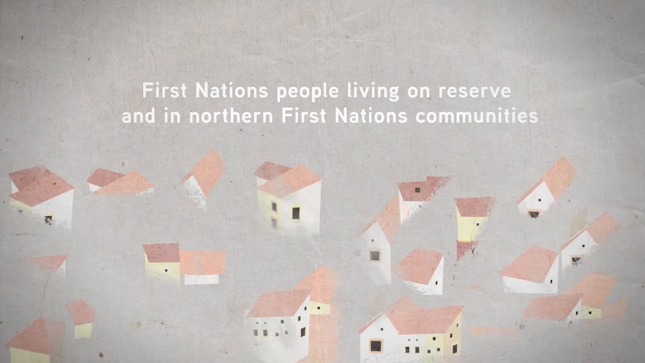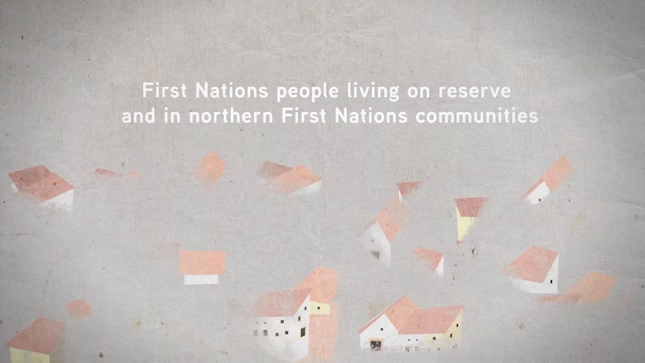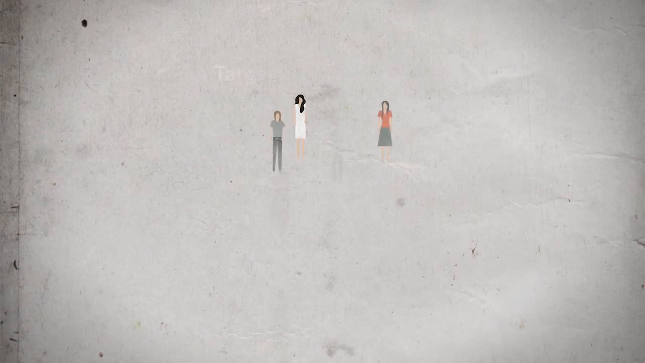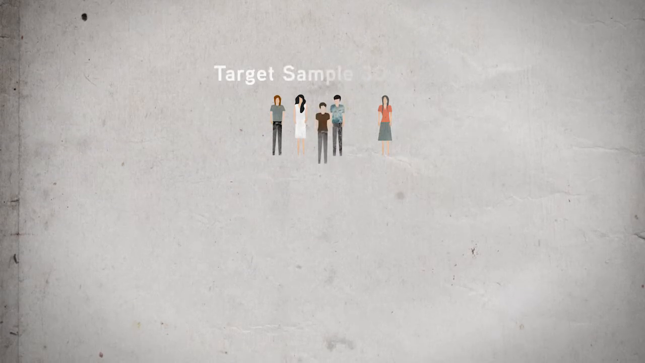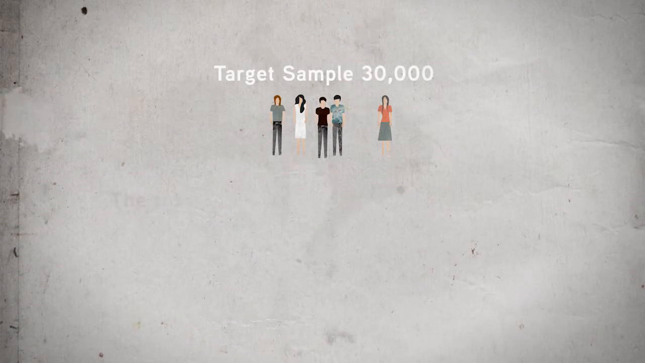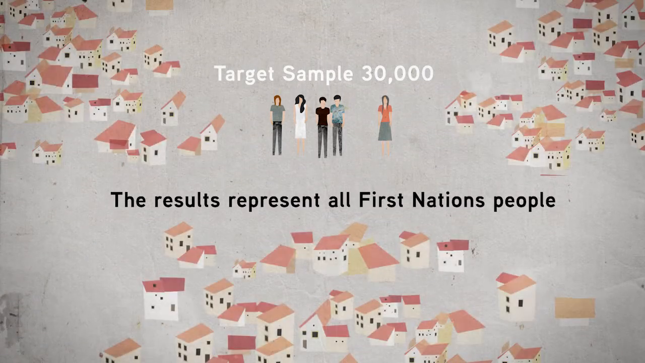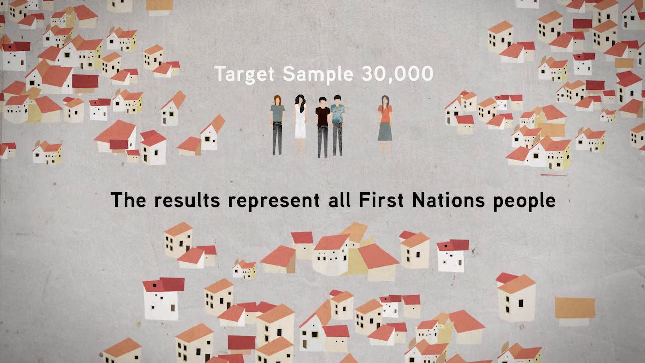But the reality is that we don't have the resources to do that. So we have to do the next best thing, which is to survey a smaller group of people that represents the target population. This smaller group is called the sample. Even though a sample may only contain 100 people, the survey results from that sample could represent 1,000 people. For example, the target sample for FNIGC's survey process is around 30,000 people, but results from the surveys are used to represent all First Nations people living on reserve and in northern communities.